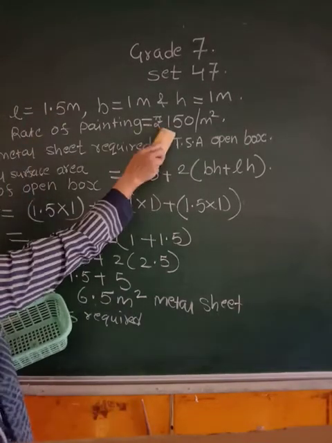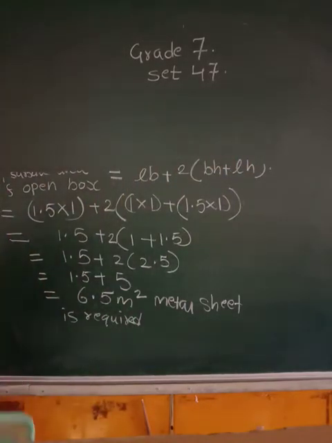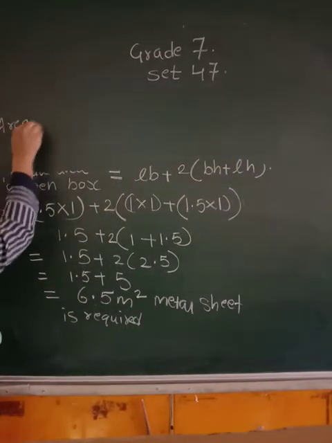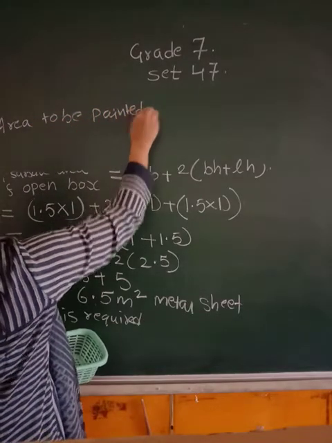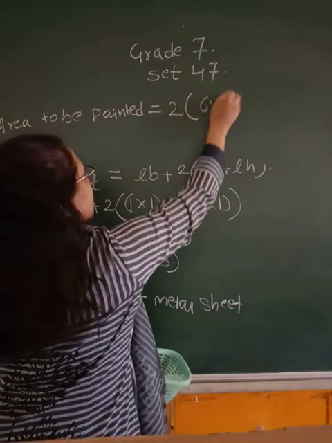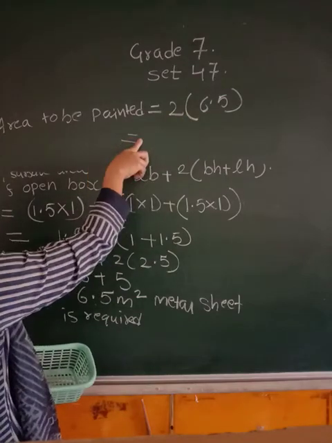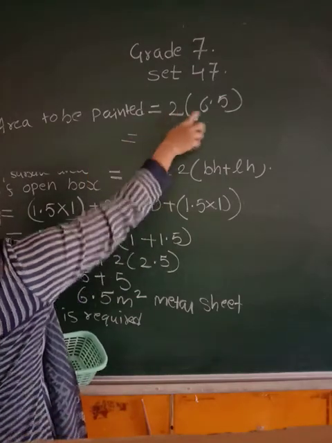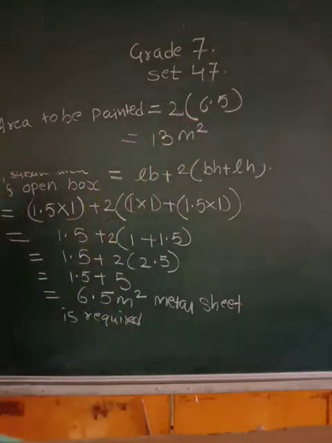The rate of painting is 150; keep this in mind. So the area to be painted is equal to 2 into 6.5. How much area is to be painted? 6.5 into 2 is 13 meter square. And how much money will be required? It is 150 rupees per meter square. Why have I taken this twice? Inside and outside.